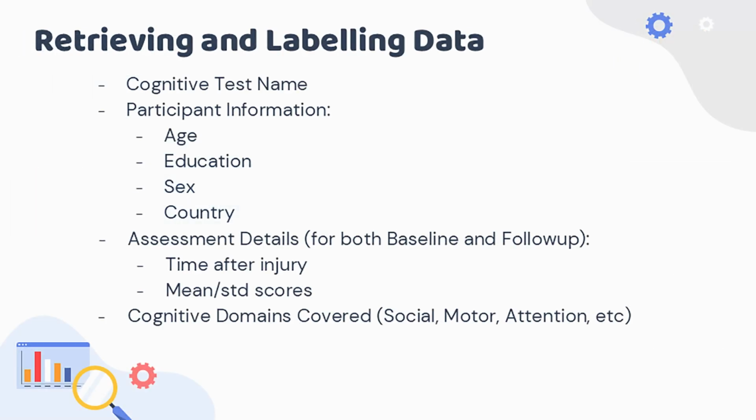Some of the fields that we're looking at for the output are the cognitive test name, participant information, so age, education, sex, country, and so on, and assessment details, especially the baseline and the follow-up, and the time that it was performed after injury. Additionally, we're also looking at cognitive domains, which is a binary field saying which parts of the brain were tested.